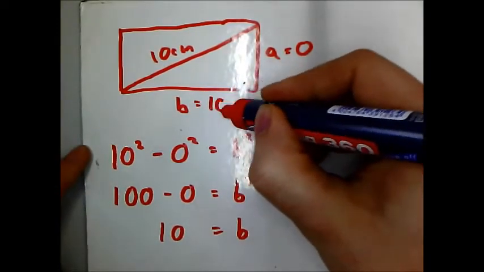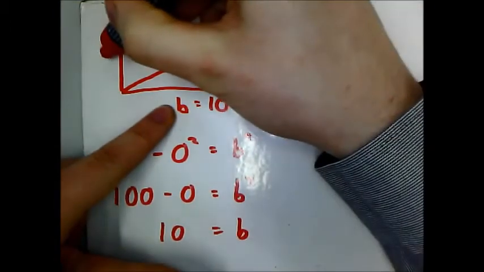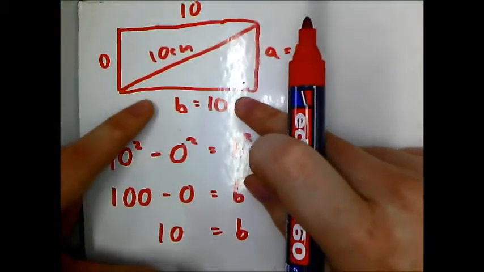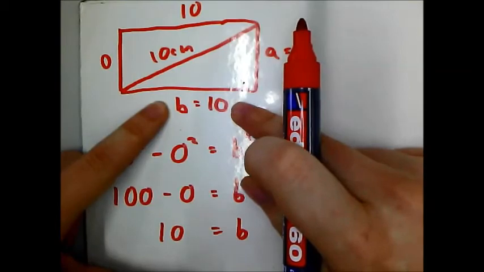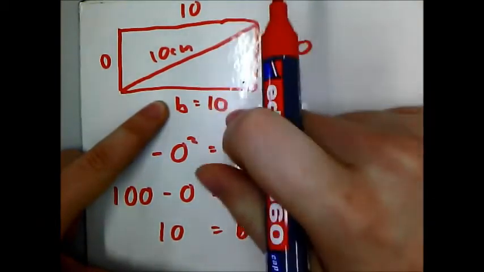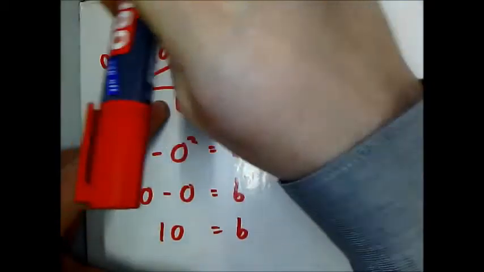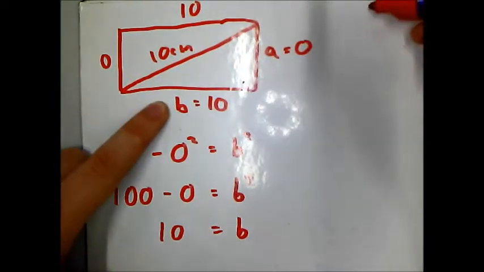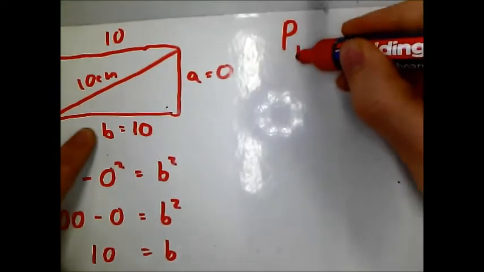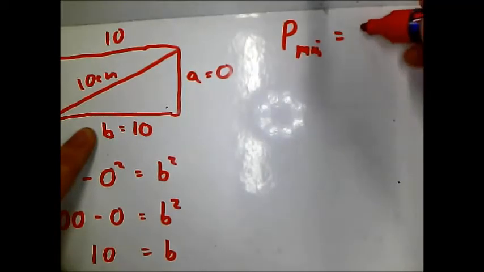Now the question was asking me what are the possible values for the perimeter. So if this side's 10, this side's 10, this is 0 and this is 0, then the smallest possible perimeter is going to be a number just larger than 20, because I've got 10, nothing, 10, nothing. So the perimeter minimum is going to be 20 centimetres.